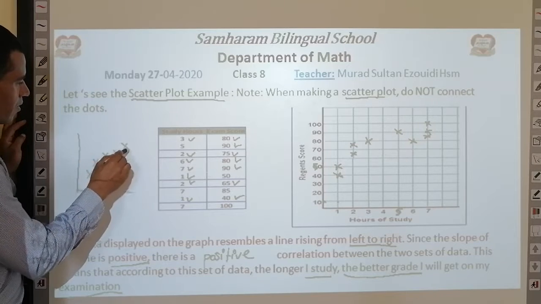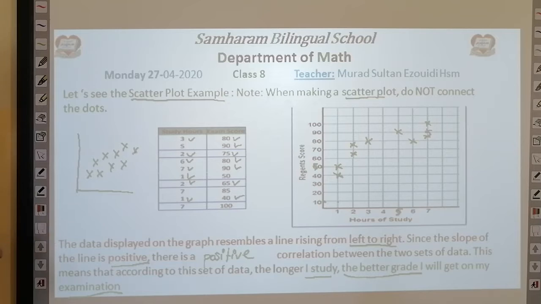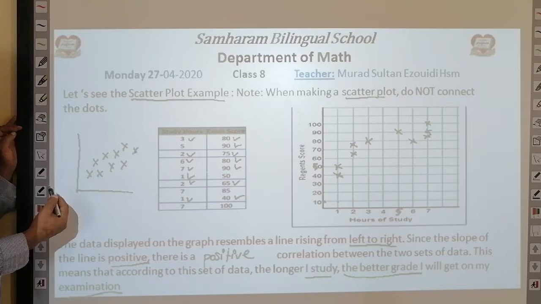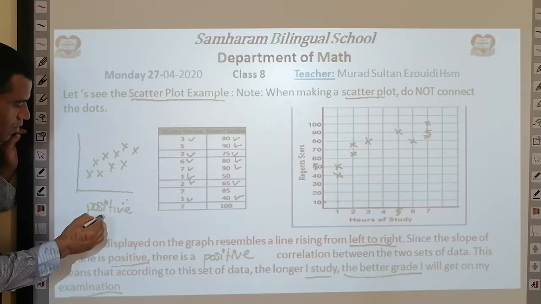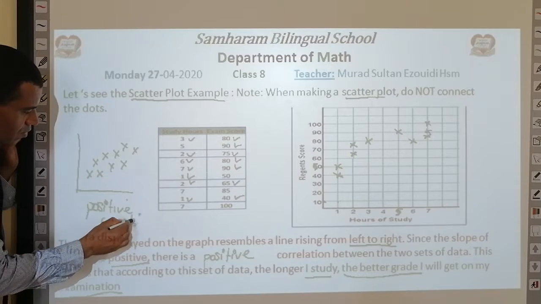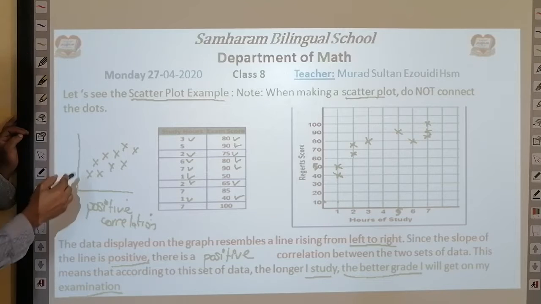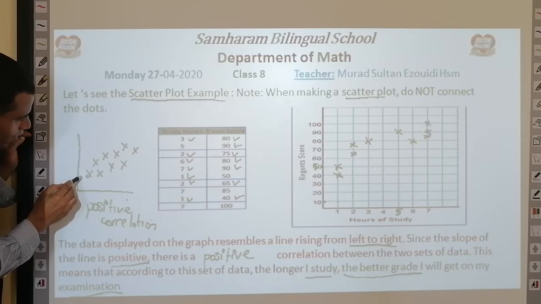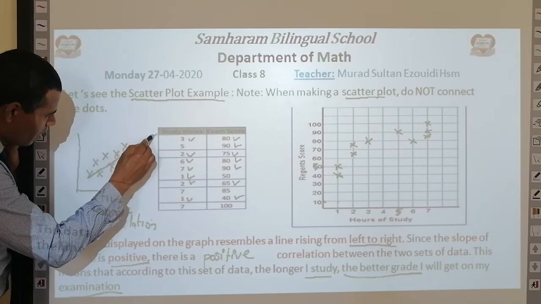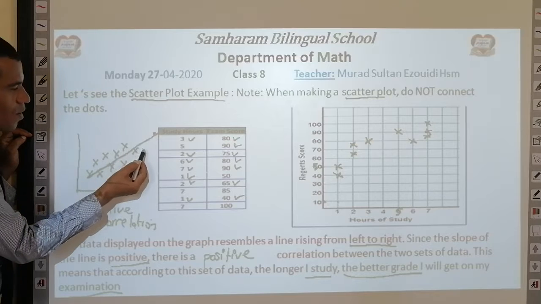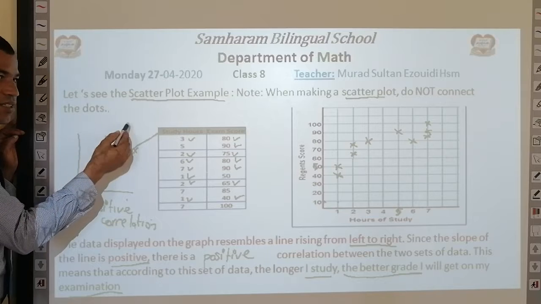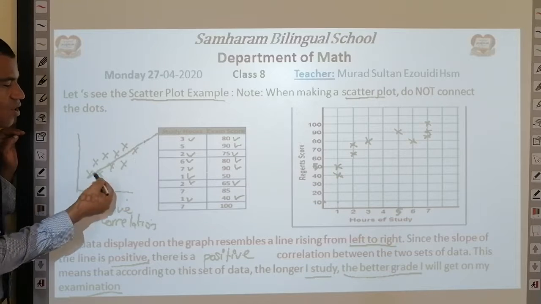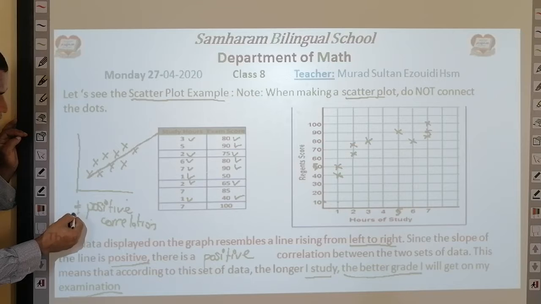Okay. So this scatter diagram or graph shows a positive correlation. Positive correlation. Why? Because if we draw, let's say, a best line of fit, like that, we can see the slope or the gradient of this line is positive. So as the slope is positive, it's a positive correlation.